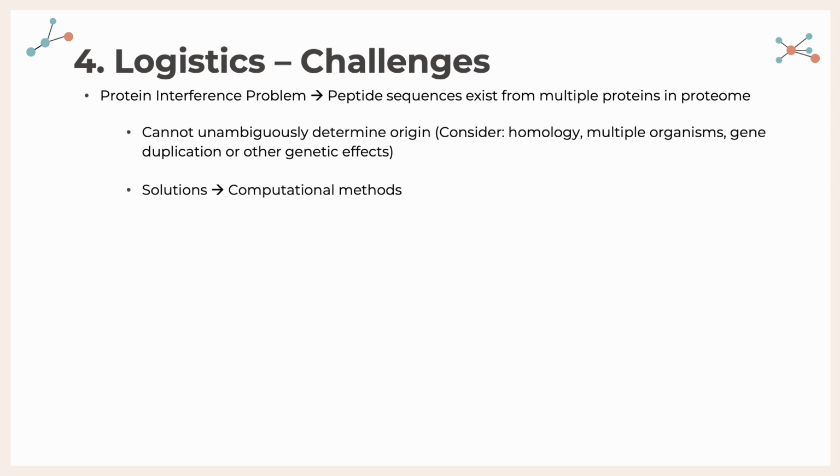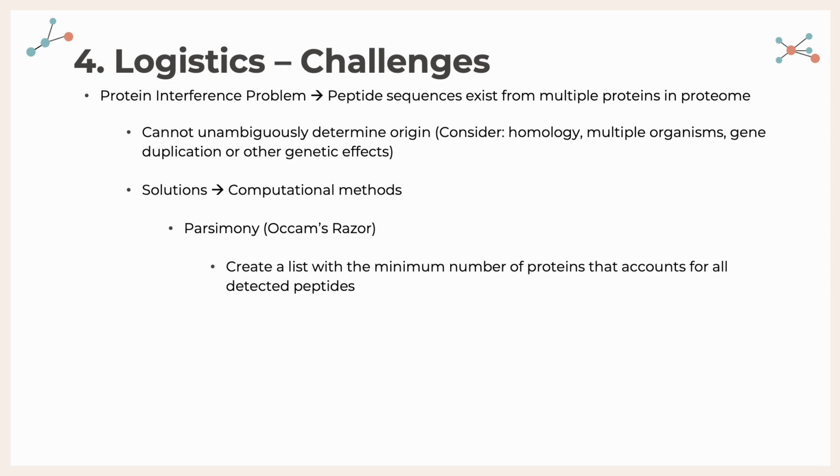So the solution to that is computational methods. The first method is parsimony, or what we call Occam's razor. What you're doing is you're creating a list with a minimum number of proteins that accounts for all detected peptides. So you have all your peptides that you detected that you want to analyze, and you're going to go through all the proteins present in the sample, and maybe even then some, and say, which proteins can account for everything here? And then you're going to make that list with the minimum number of proteins. So you don't want to go too over. You're just going to get just the right amount of proteins that account for it.